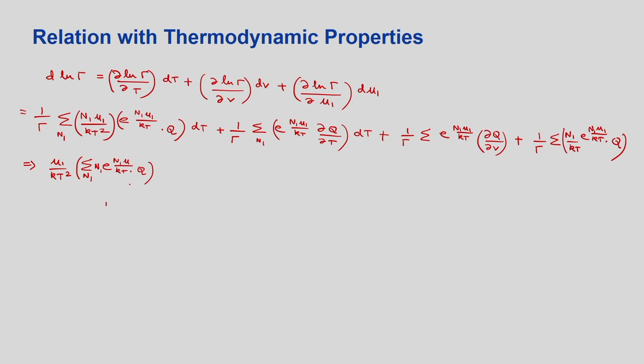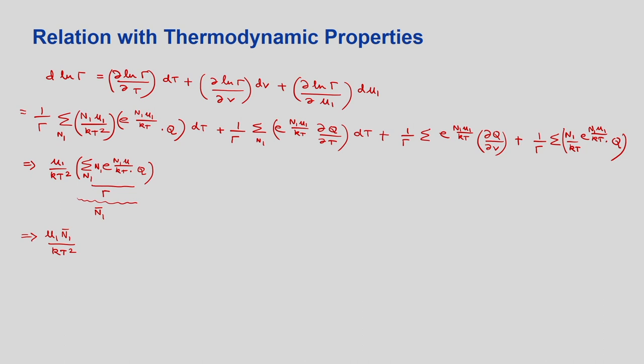You have this partition function, keep it inside. So this term is nothing but n1 bar, isn't it? Because n1 is multiplied by the summation, divided by the partition function. So this entire term becomes mu 1 into n1 bar by kT square, that's it. Here n1 bar is the average number of molecules of type 1. So this is what you will be having.